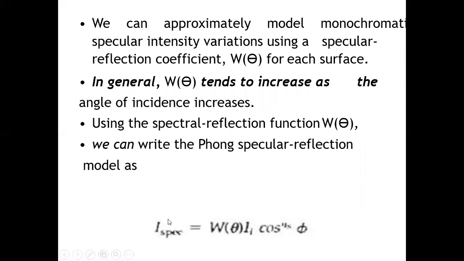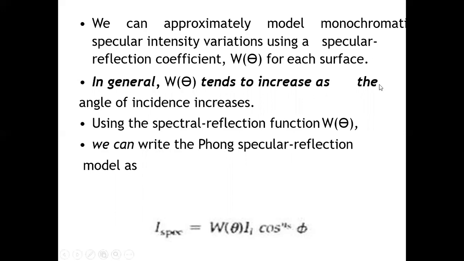So by making use of the Phong specular reflection model, we can approximately model monochromatic specular intensity variation using the specular reflection coefficient, W of theta. We have seen that we make use of the ambient coefficient Ka and the diffuse reflection coefficient Kd. The same way, we have the specular reflection coefficient, called W of theta.